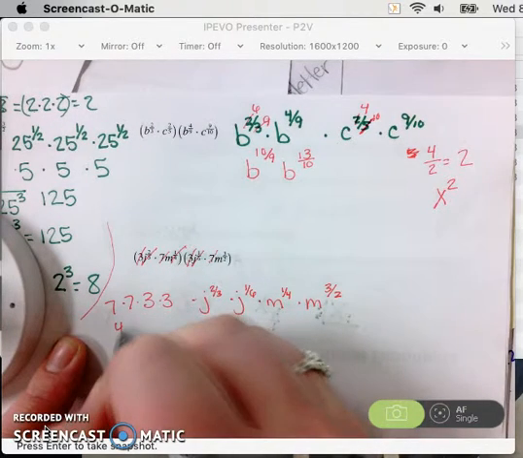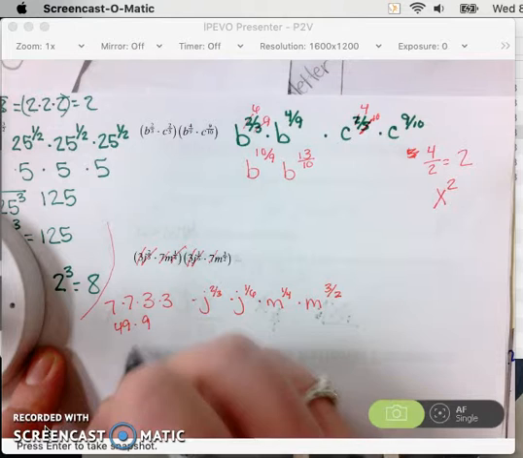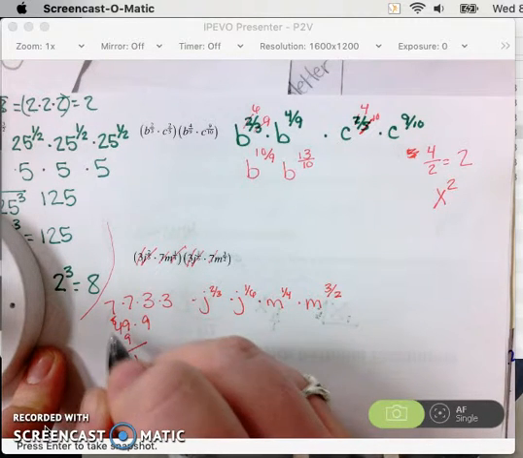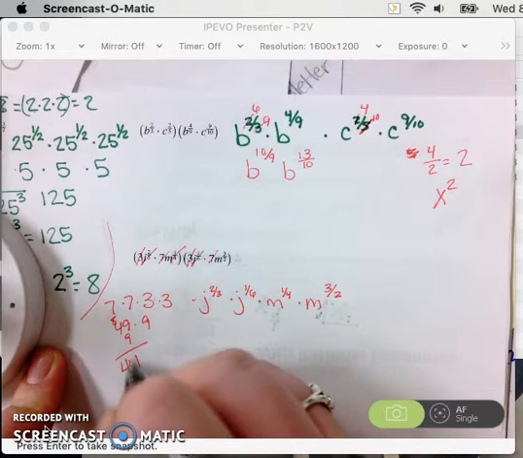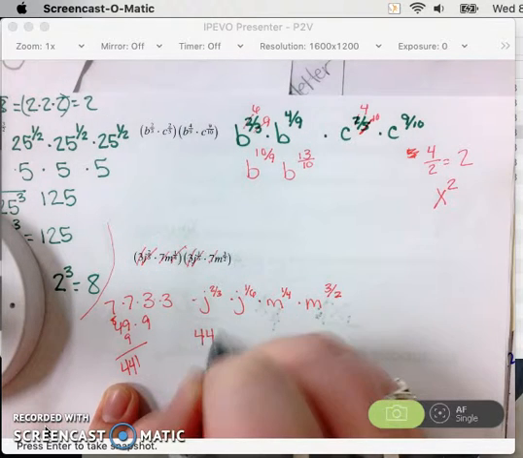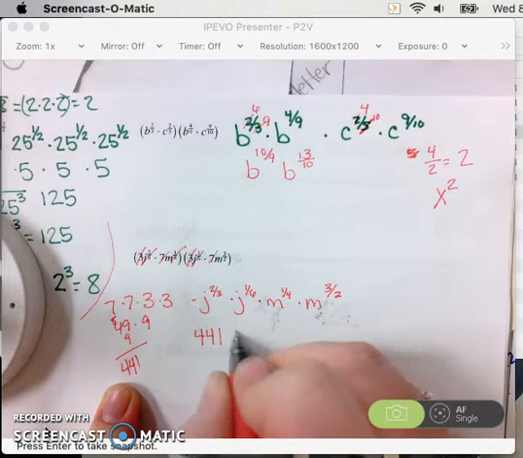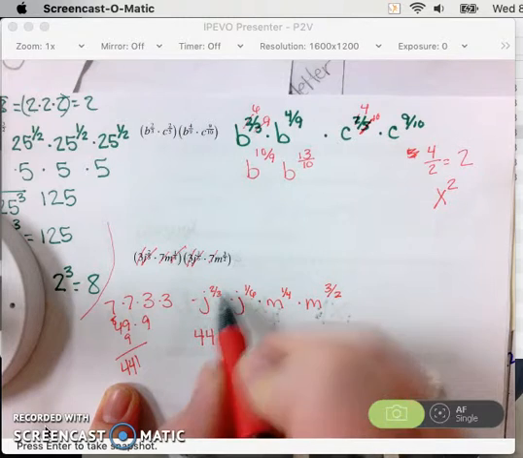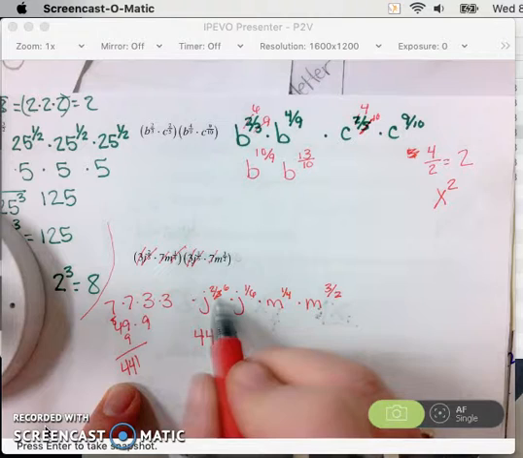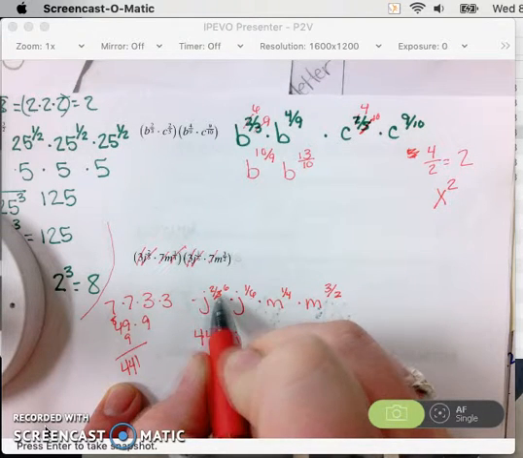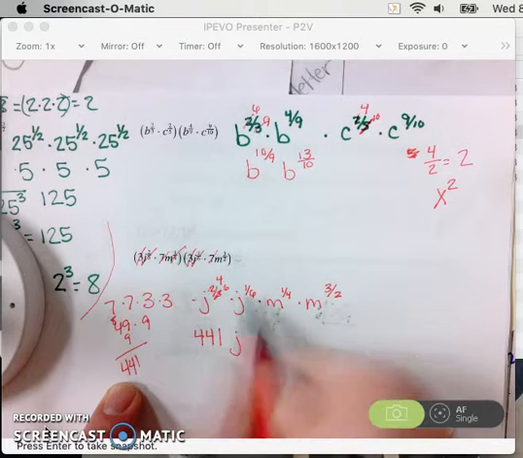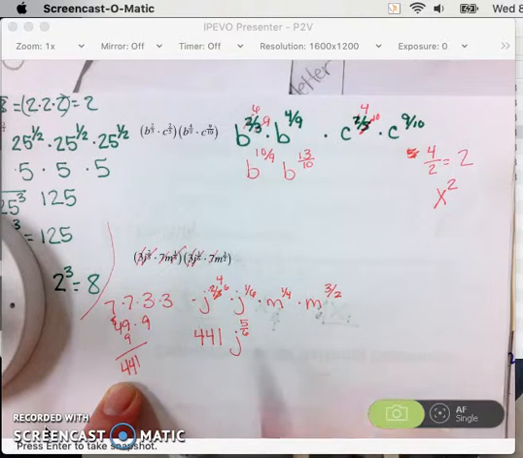This would be 49 times 9, 81, 36, 44, 444. Maybe check my math on that one. So 441, and then j, again here, not like denominators, so I have to make them like denominators. So I multiplied this by 2, so I have to multiply this by 2, so then I'm going to add 4/6 plus 1/6, which gives me 5/6.